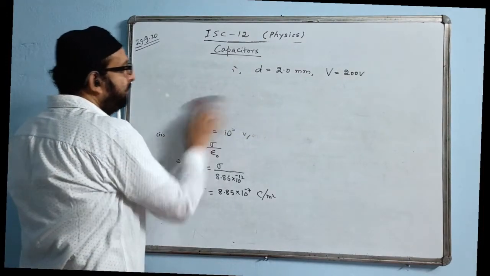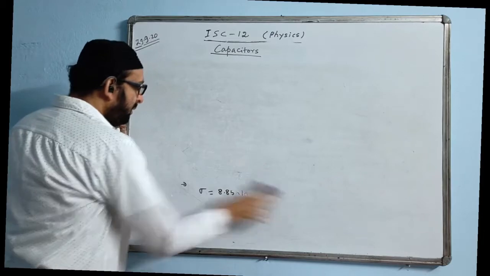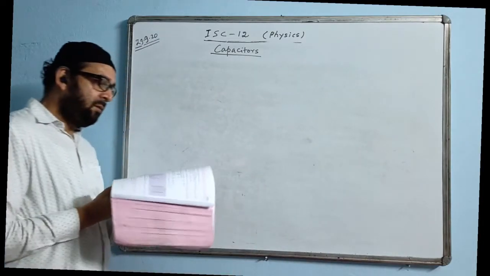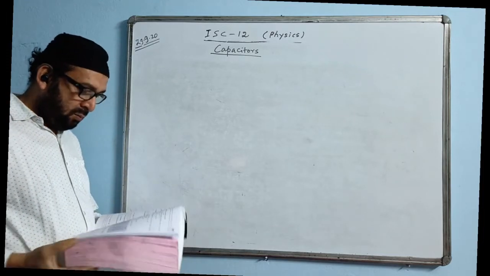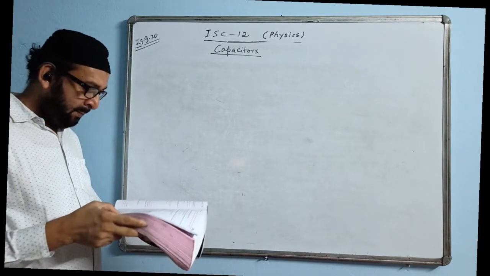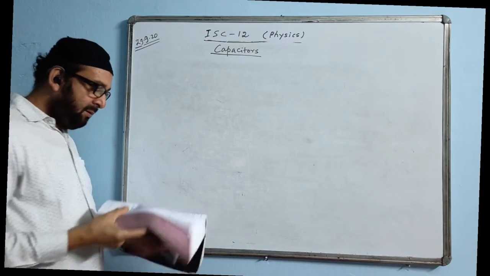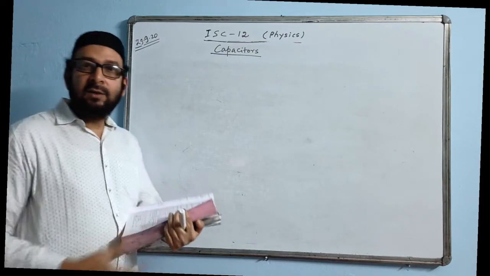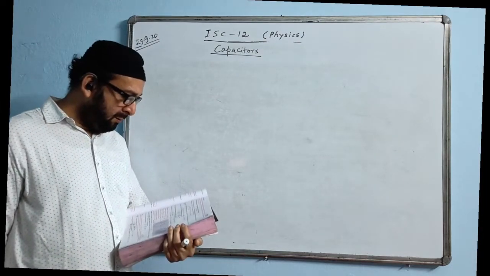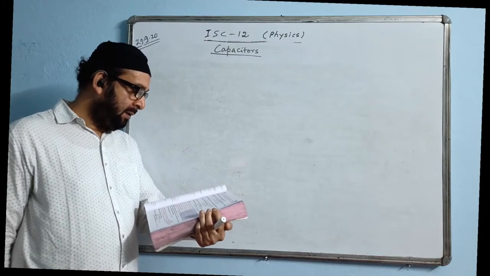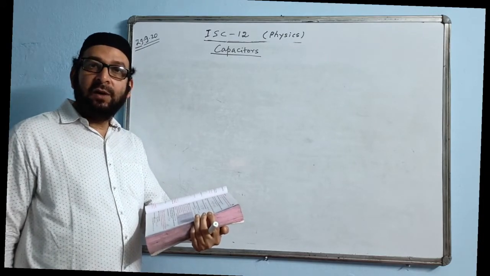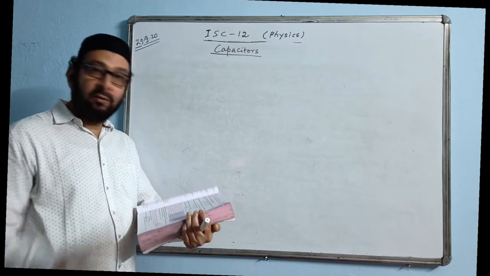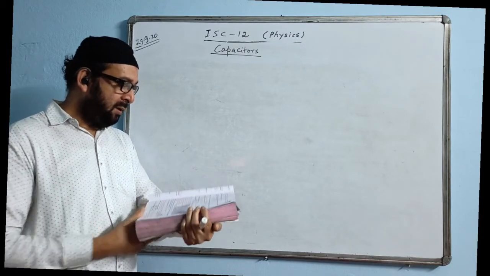So this is done. Now we are into the next question. This is the year 2010. The question they have given: an isolated 16 microfarad parallel plate air capacitor has a potential difference of 100 volt. Figure A, figure also given. I will draw the figure. So let me read the question first.